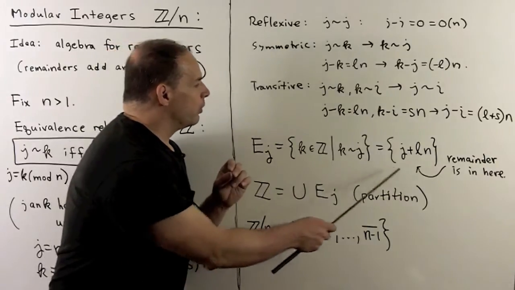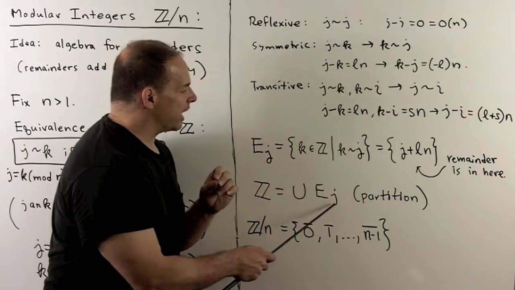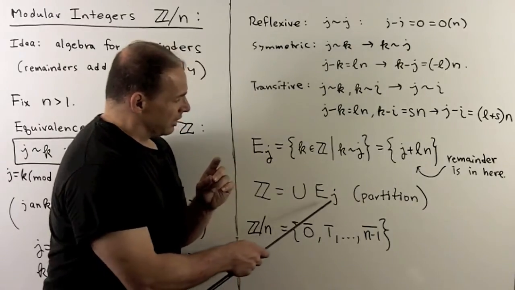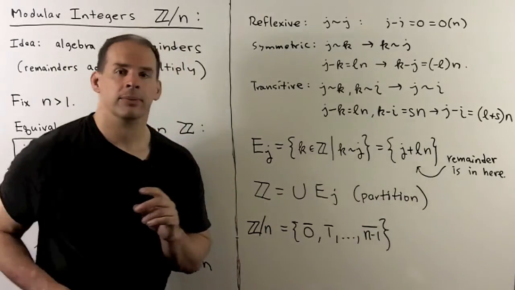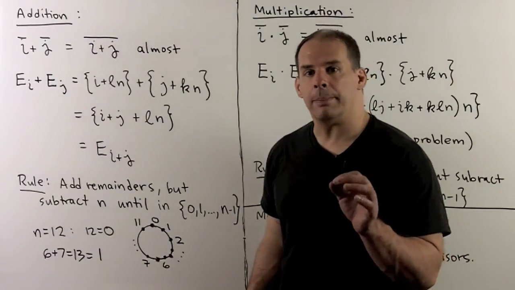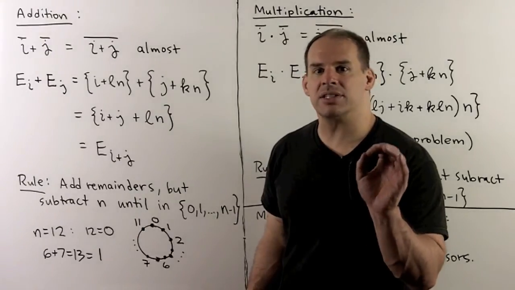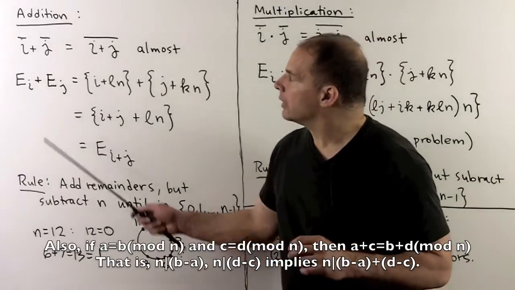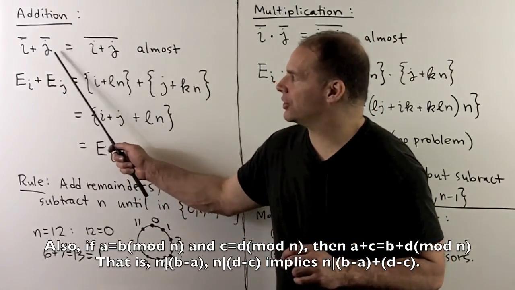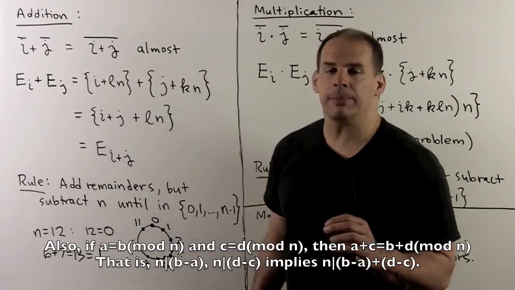Okay, now as noted, we have a partition, which means we can write it as a disjoint union of these a sub j's. As noted, we only need n of these. Now, on the equivalence classes, there's an addition that's consistent with the addition for the integers. So if I take the class for i, add it to the class for j, that's the same as the class for i plus j.